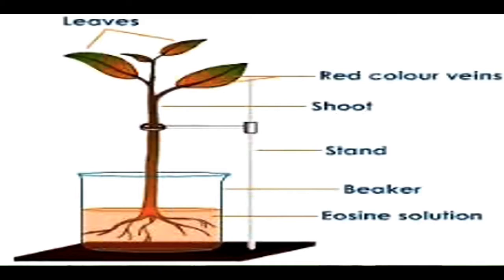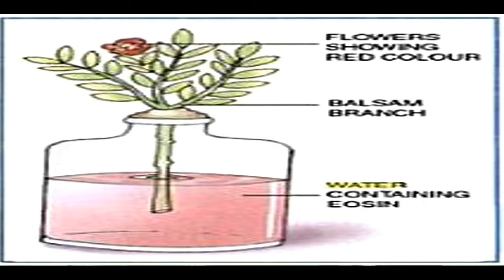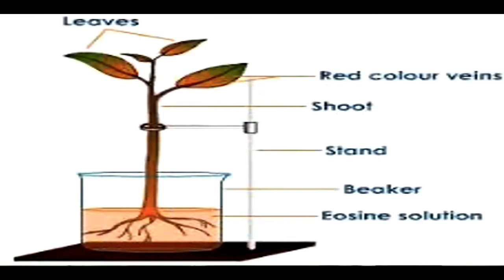After a few hours, take out the plant and wash the roots under a tap. Careful observation of the plant demonstrates that only the xylem strands of the roots stain and the leaves stain red. This indicates that upward transport of water occurs through the xylem strand.